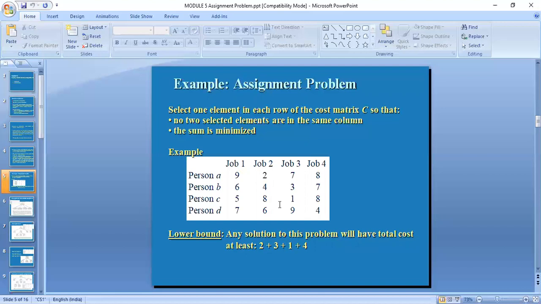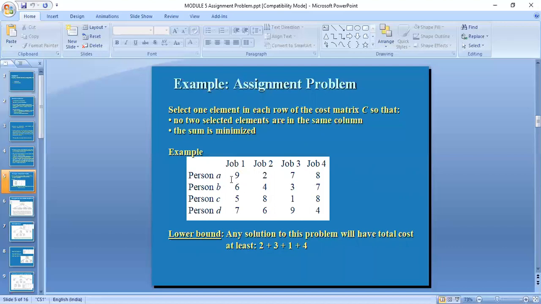When you say it as assignment problem, there will be different jobs and different persons. If there are n jobs, n persons will be there, and each person is going to be assigned with a job, and see to that no 2 persons should be assigned with the same job. So it says that no 2 selected elements are in the same column. So for person A, if I have chosen job 1, I am not supposed to select job 1 for person B. I need to go with the other 3 choices.